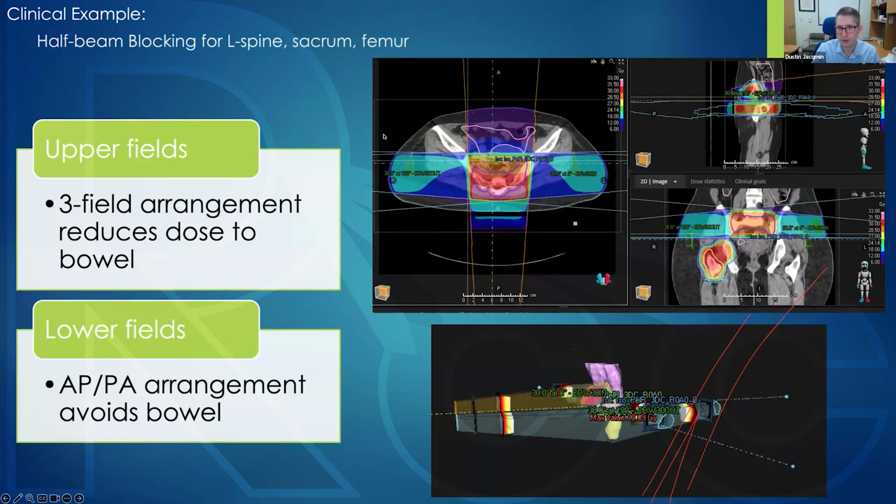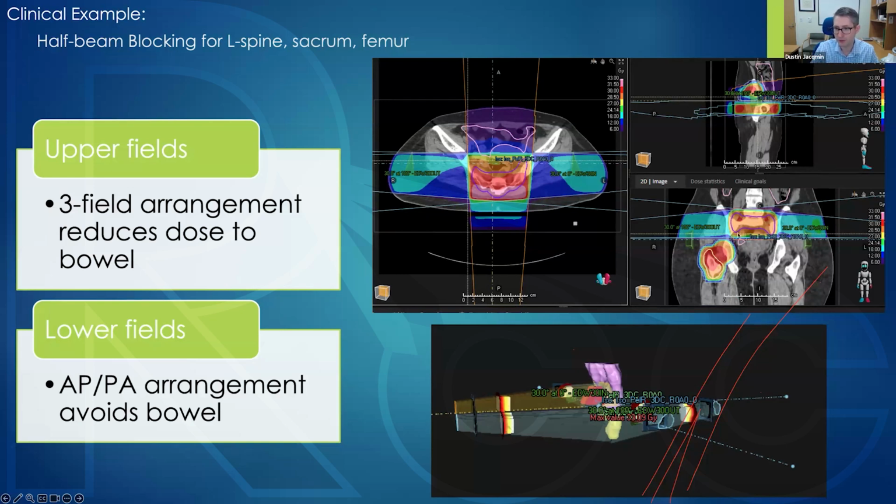And so what the dosimetrist did is they created this kind of typical 3-field pelvis plan, and then added an AP/PA plan at the bottom, and there's a half beam block in the middle. So the bottom half is treated by fields below the 0 position on the y-axis, and the upper fields are treated above. This allows you to do everything in a single isocenter and not have any divergence from one treatment field into the other.